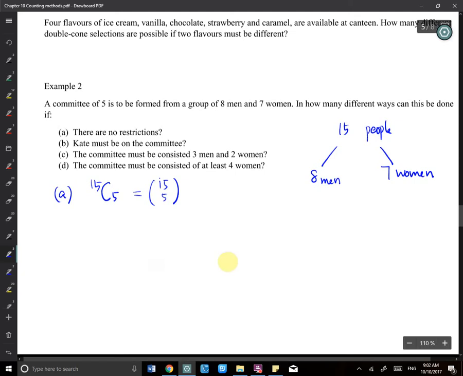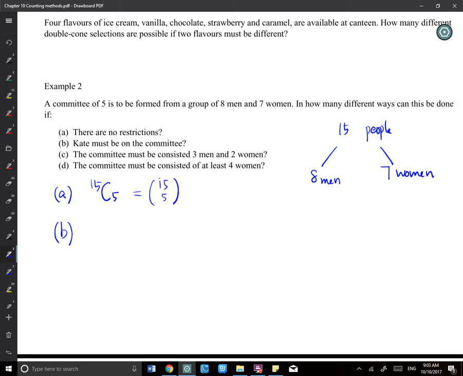Okay, B is a little bit interesting. Kate must be involved in the committee. What do you say about that? Well, Kate is someone. There's only one Kate in this group. What can I do? How many do I need to select later? 4. Among how many people? 14 people. So what you can treat in this question is like 2 subgroups. Not man or woman. I just care about Kate. I don't care about man or woman.